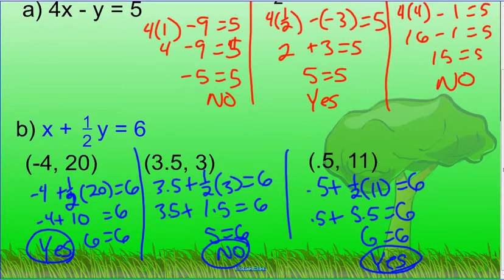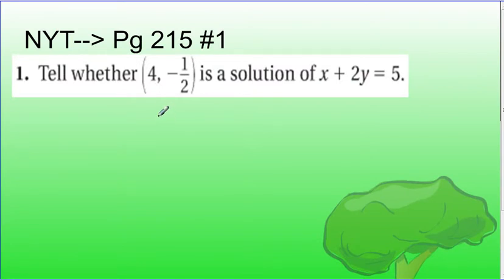I'd like you to do one problem out of the textbook, just practice for the same exact thing. I'd like you to tell me whether this is a solution of that equation. So this is from page 215 of the textbook, number 1. Pause the video, hit play when you're ready to continue.